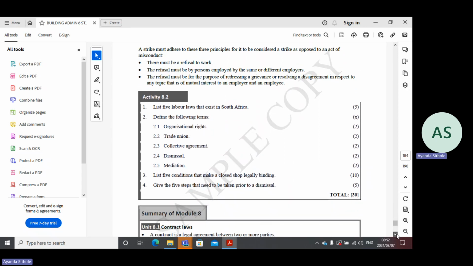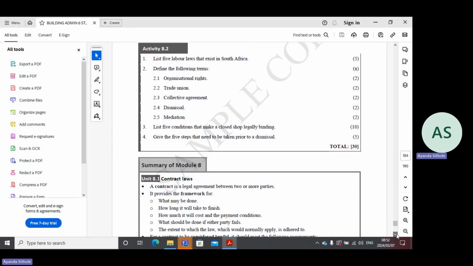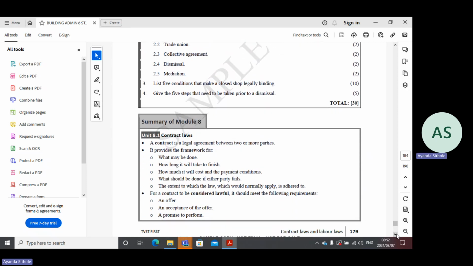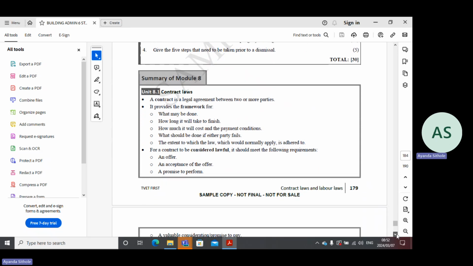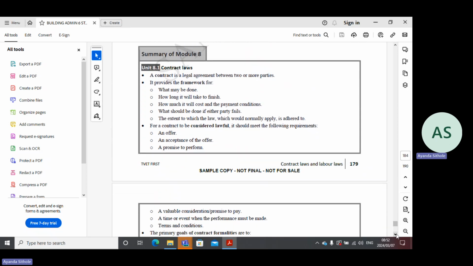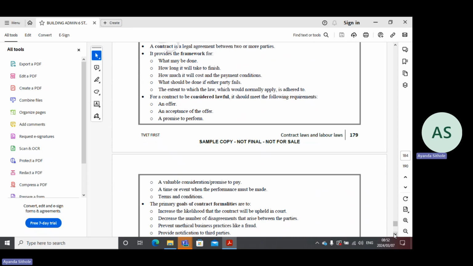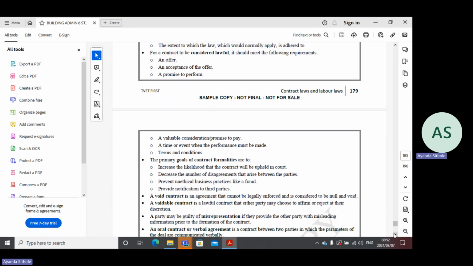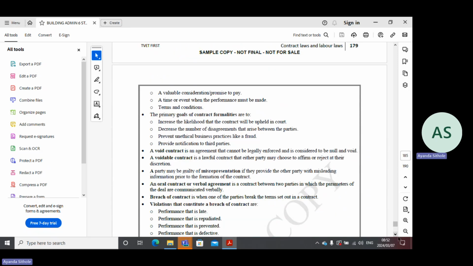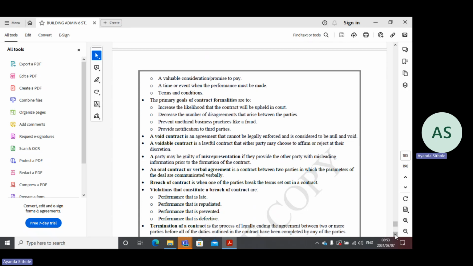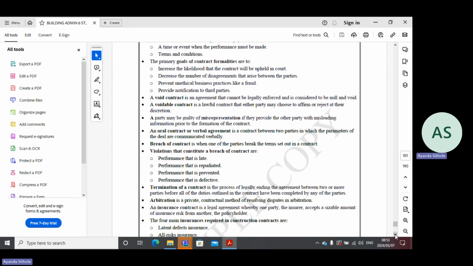Then we have activity guides in the summary of this module. Please go through those activities. Okay, so this is the end of our syllabus.